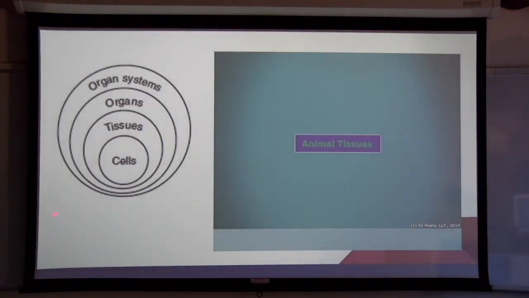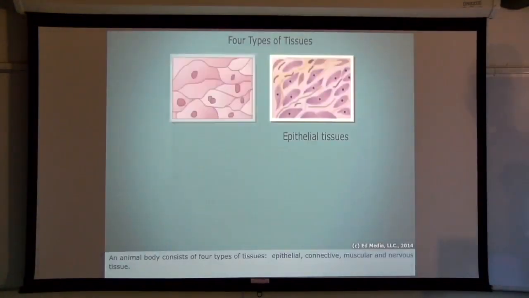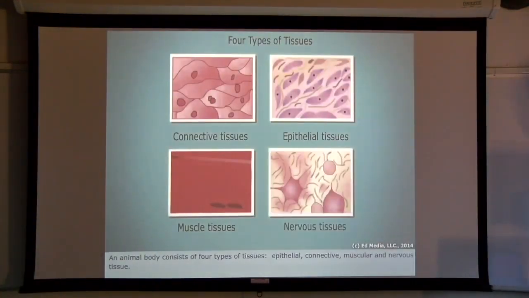All right, so we have the cells. We've gone through the cells. We're taking a look at the tissue, structures, organs, and we're going to get into the system. So let's do a quick glance at the tissue. An animal body consists of 4 types of tissues: epithelial, connective, muscular, and nervous tissue.